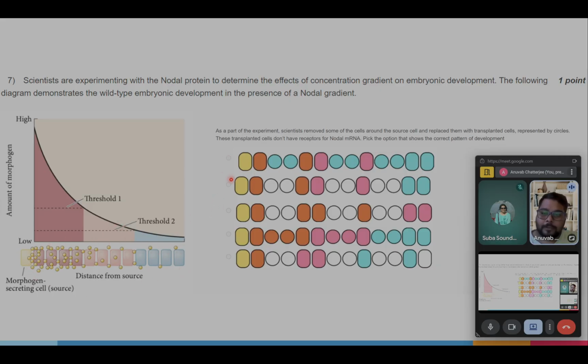So again you have five options, A, B, C, D, E, and you have to choose which one should be the correct one when I replace circular cells in the middle. So what do you think will be how this pattern will change when I put in these circular cells which do not respond to the nodal signal? You can put whatever you think is the correct option into the chat, or just say it out loud.